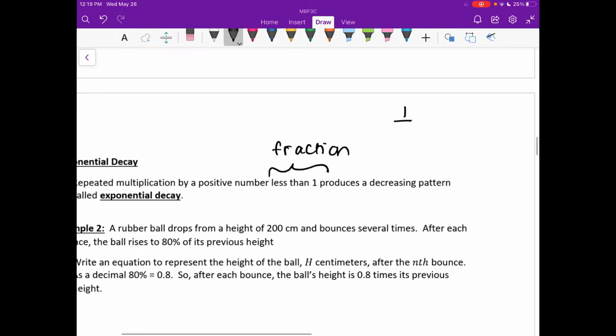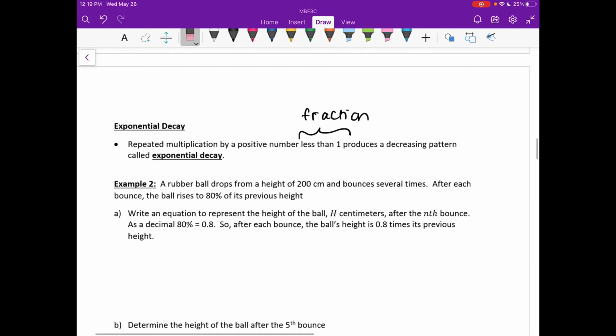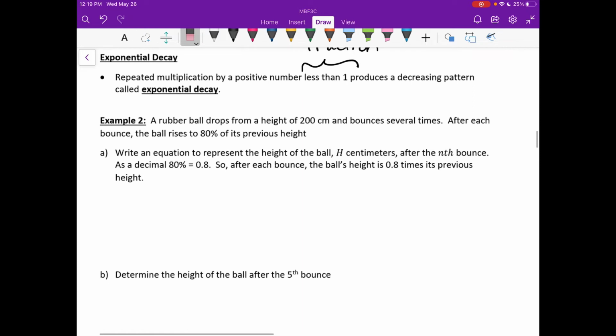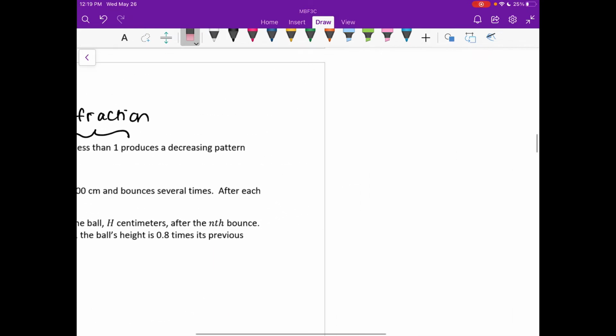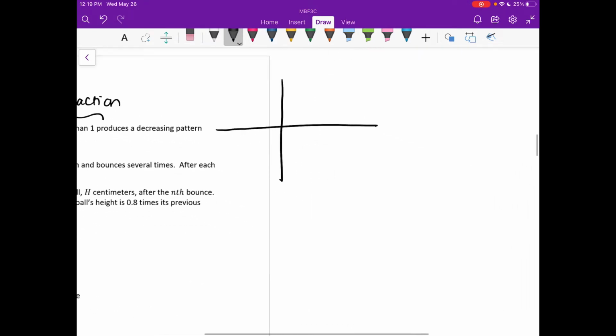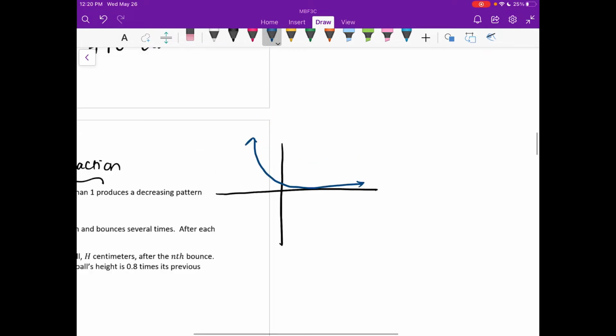Because if you think about it, if you do 1 over 2 times 1 over 2, you get 1 over 4, and 1 over 4 is less than 1 over 2, so when you multiply fractions together, you actually decrease. Okay? And so, what happens is your exponential function for something that is decreasing, or for decay, will look something like this. Where you'll start off with a lot and then you'll rapidly just kind of plummet down.